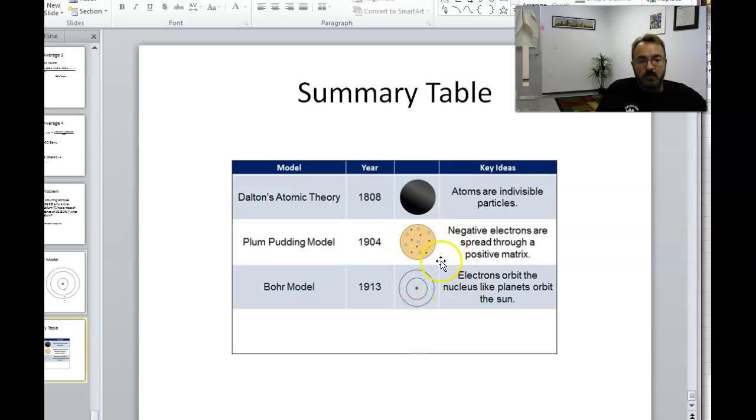And then we further refined that because we knew that there was a nucleus, and we also figured out that these electrons had certain specific energy levels, and we postulated they have these shells. All right, that's the Bohr model.